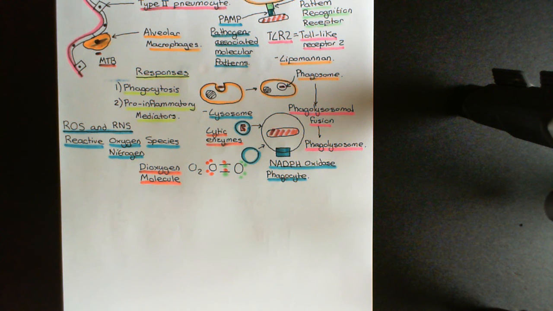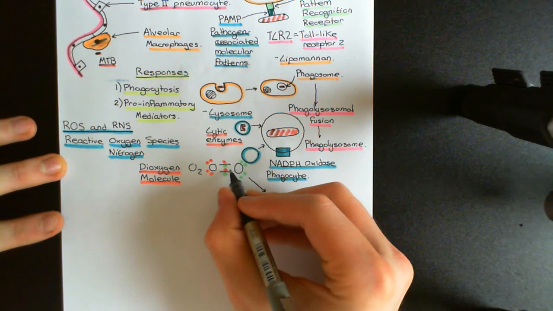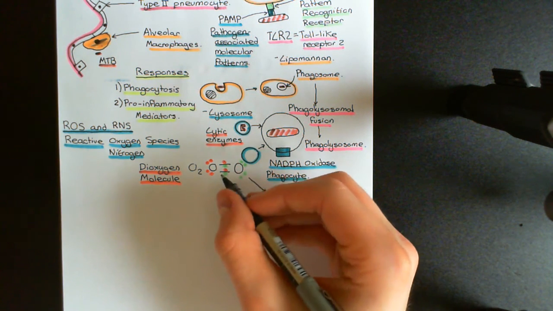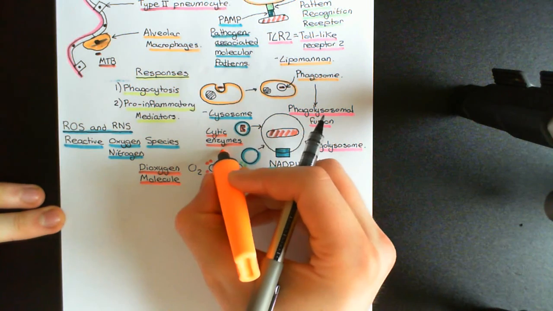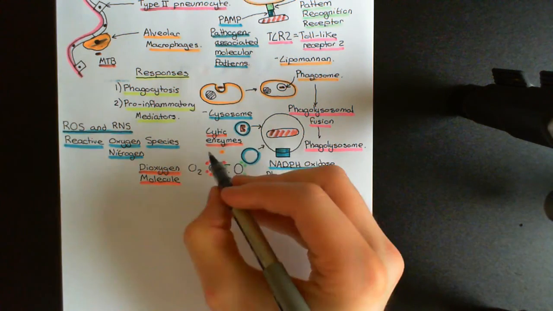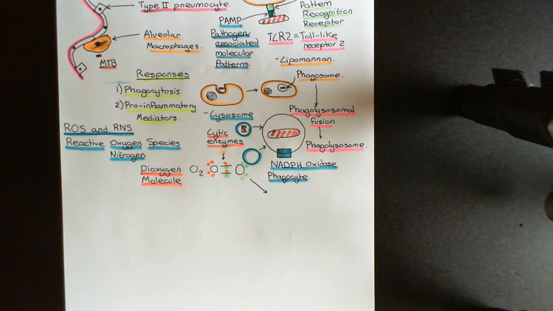Okay, so to convert this very familiar molecule, and very inert molecule as well, a molecule that makes up 21% of the normal air that we breathe in, into a very dangerous and very reactive molecule known as superoxide, what you have to do is chuck another electron at this molecule. So let's bring in the orange electron. So here comes in another electron. So we're going to give it to this molecule, and this is what the NADPH oxidase is going to do.